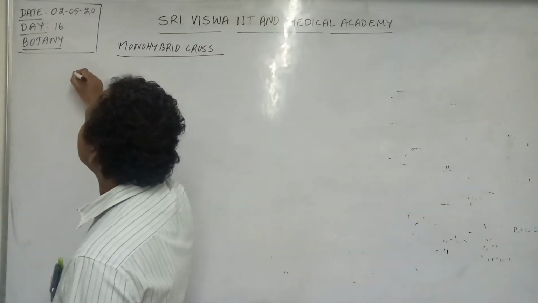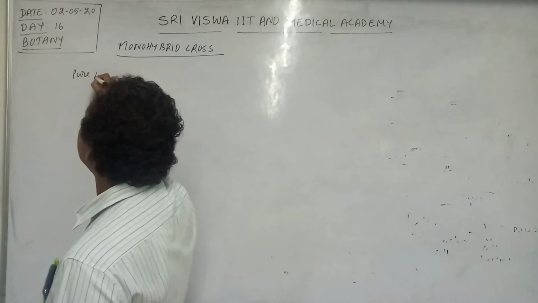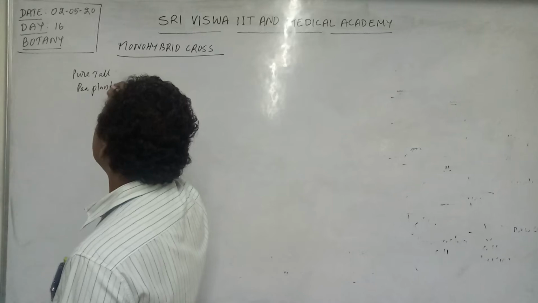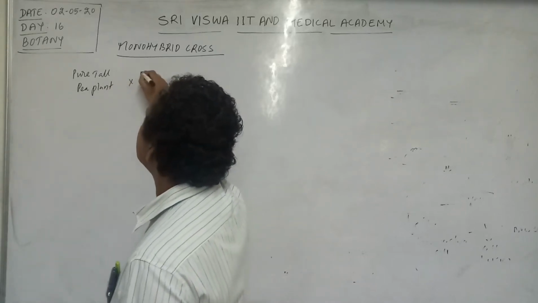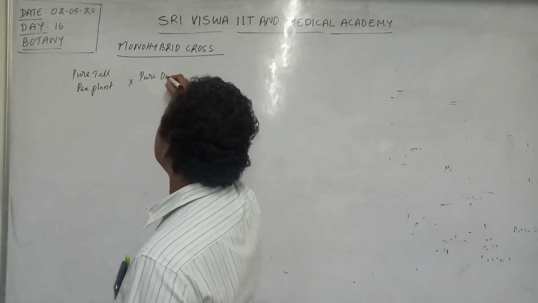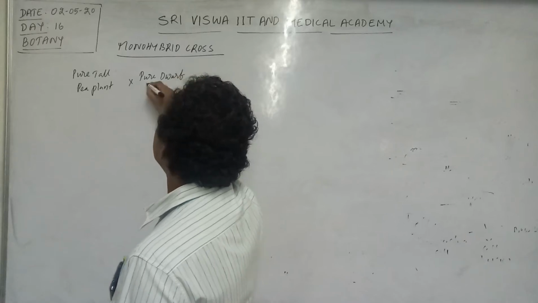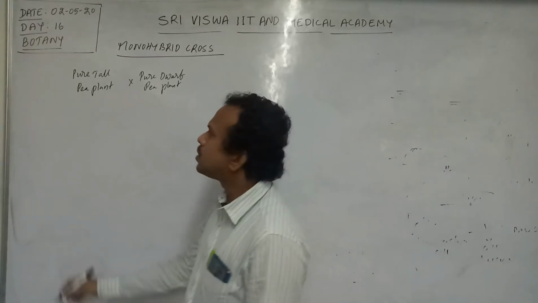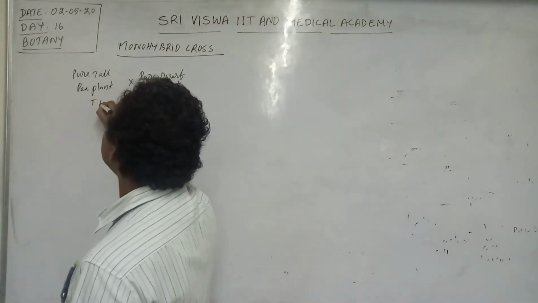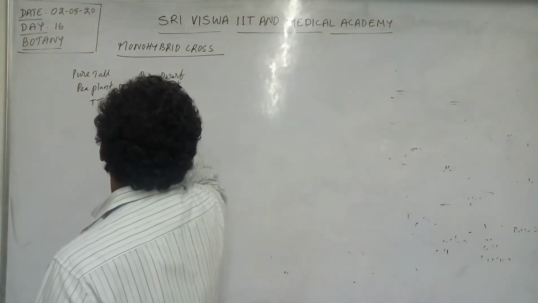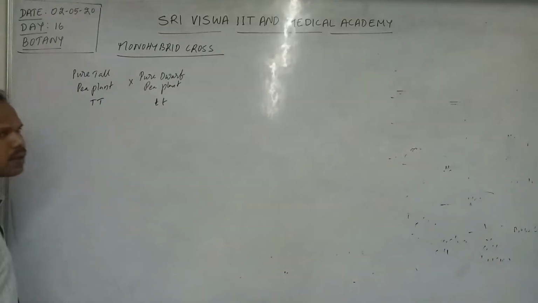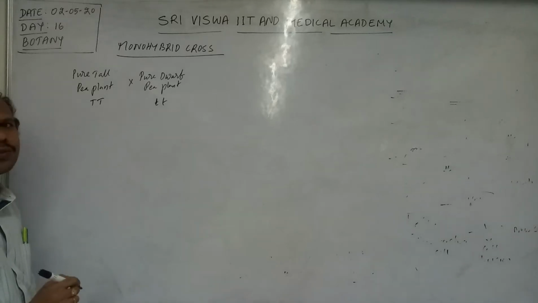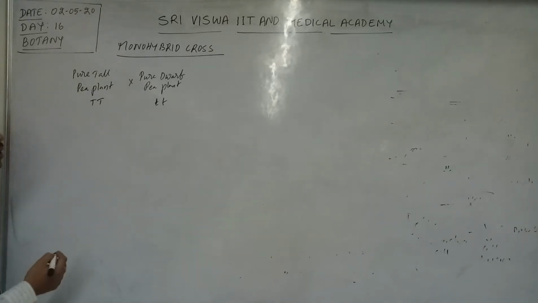In monohybrid cross, Mendel crossed a pure tall pea plant with a pure dwarf pea plant. Here the genotype of the pure tall pea plant is capital T, and of the dwarf pea plant is small t. Then coming to the possible combinations of genotypes in F1.